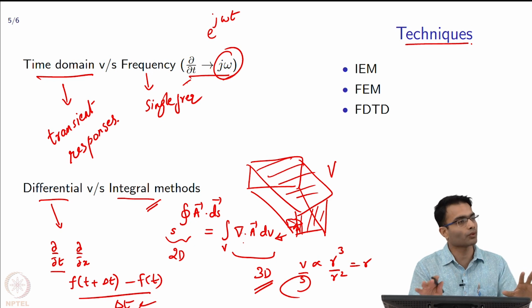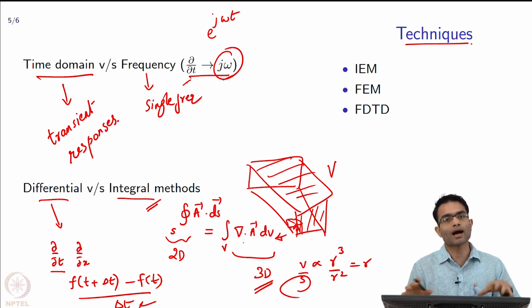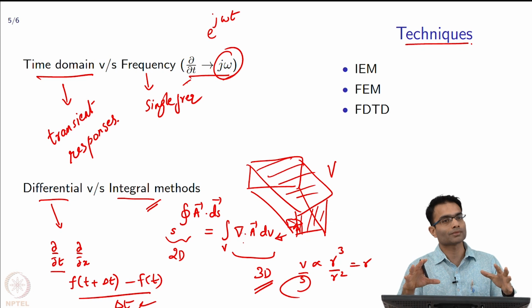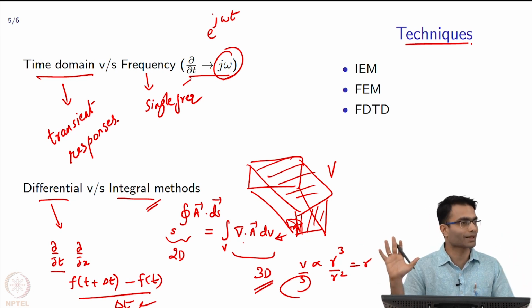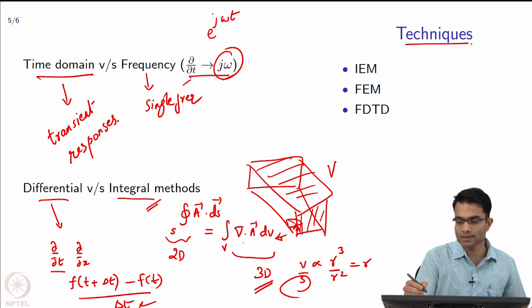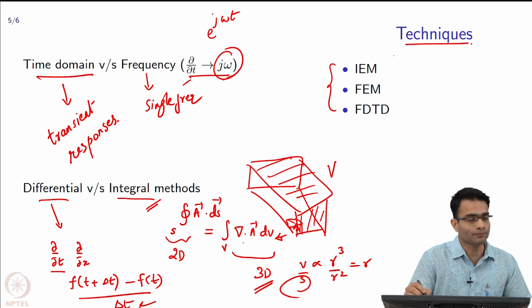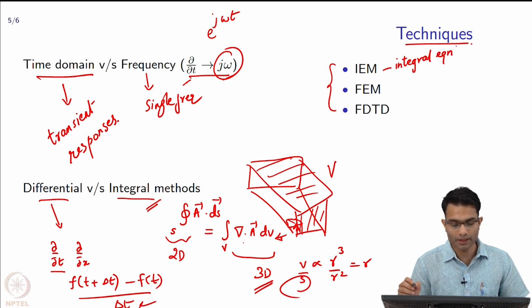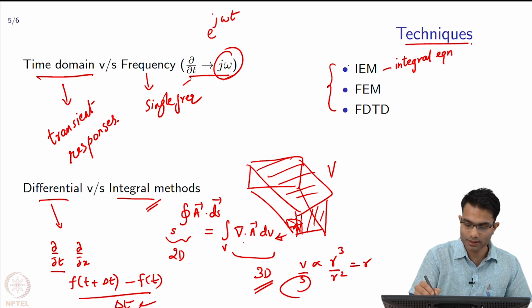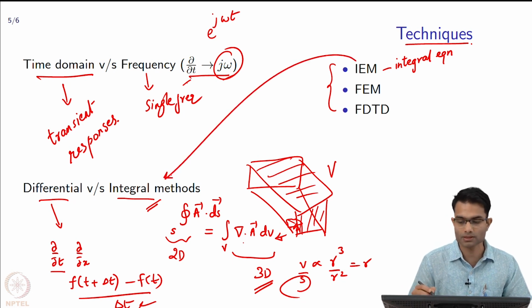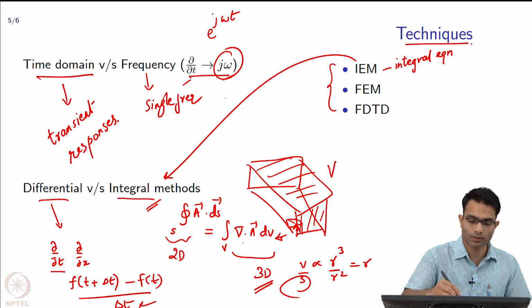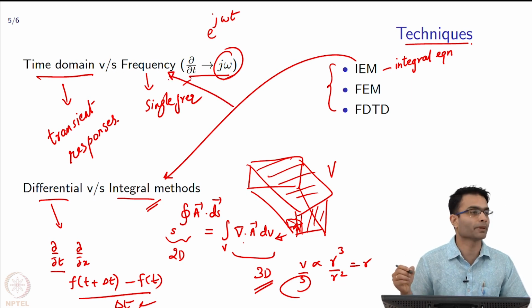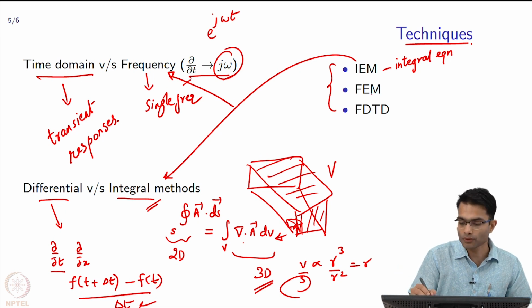So we will talk about all 4 different kinds of methods in this course, and after you are familiar with all 4, then you can choose for a given problem what is the best candidate, okay. So these are broadly the methods that we will cover in this course. So what is IEM? It is integral equation methods, okay. Obviously you can see that they are integral methods and usually formulated in the frequency domain, okay. Then you come to FEM.